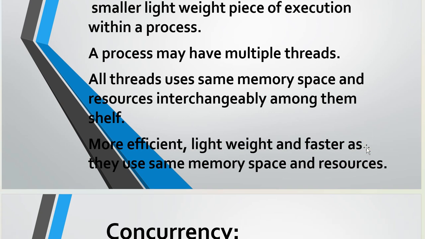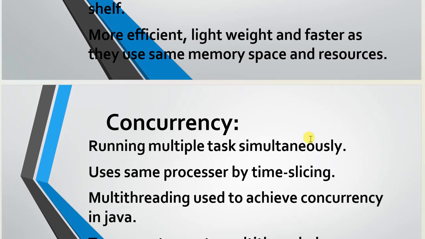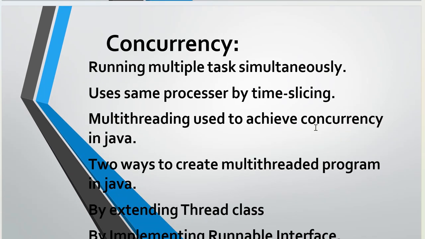So a thread is more efficient, lightweight, and faster, as threads use the same memory space and resources. The total time taken by one process will be less, as the multiple tasks will run simultaneously. Next will be concurrency.